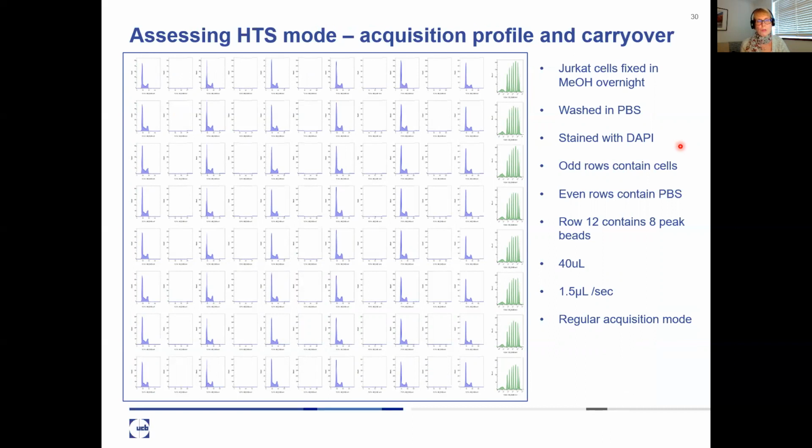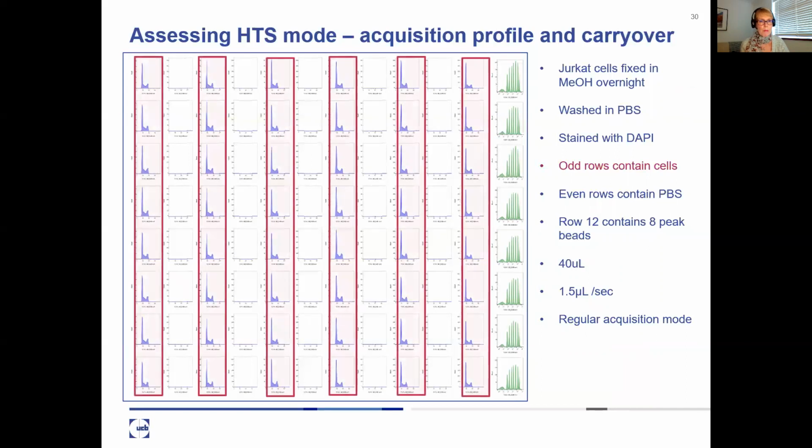And we thought we would do this using cells. So we fixed some Jurkat cells overnight in methanol. We washed them, and then we stained them with DAPI with the view of looking at the DNA profile. So the odd rows contain cells on this 96 well plate, and the even rows, the rows in between, just contain PBS, with the view that we could then assess the cell profile and then assess the carryover.